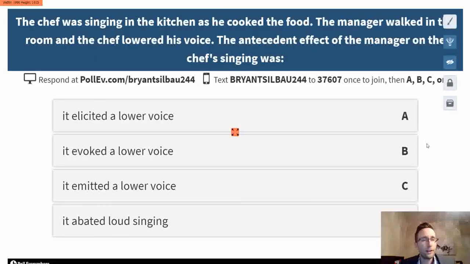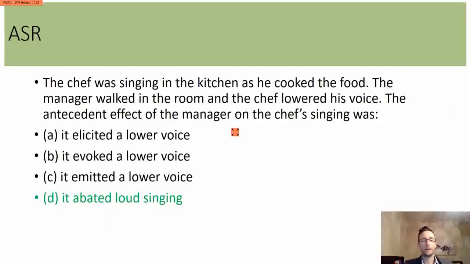Okay. The chef was singing in the kitchen as he cooked the food. The manager walked into the room, and then the chef lowered his voice. The antecedent effect of the manager on the chef's singing was A, it elicited a lower voice. B, it evoked a lower voice. C, it emitted a lower voice. Or D, it abated loud singing. A couple more seconds. Alright, the answer is it abated loud singing.